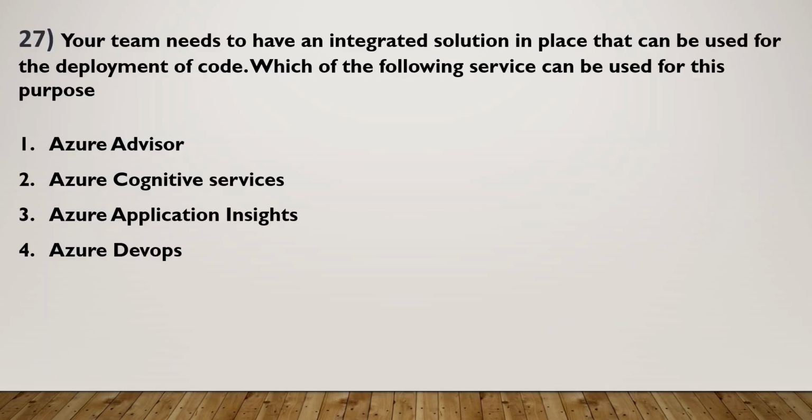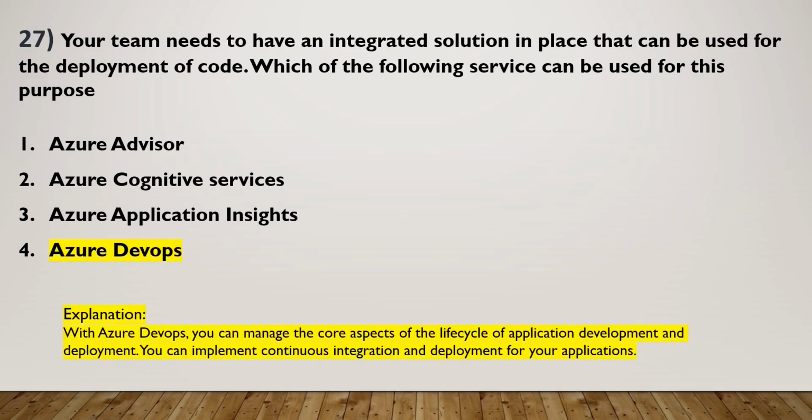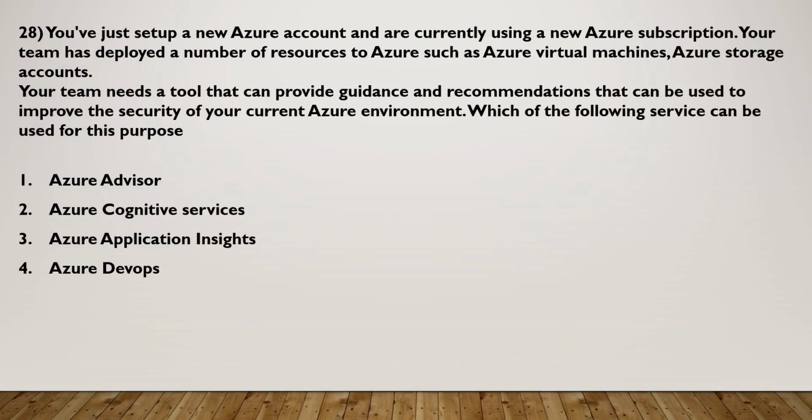Your team needs to have an integrated solution in place that can be used for the deployment of the code. Which of the following services can be used for this purpose? We can use Azure DevOps. With Azure DevOps, you can manage the core aspects of the lifecycle of application development and deployment. You can implement continuous integration and deployment for your applications.